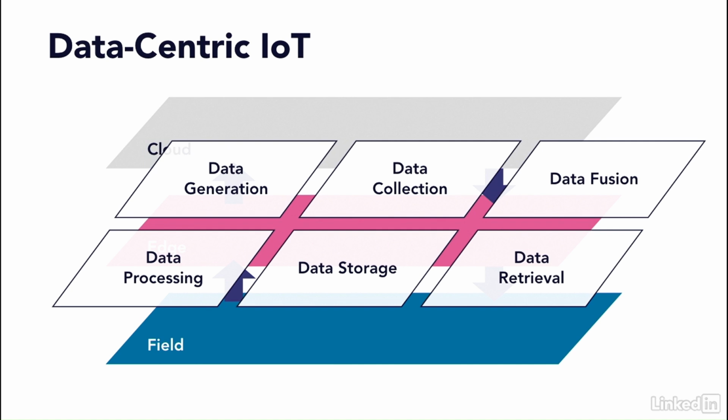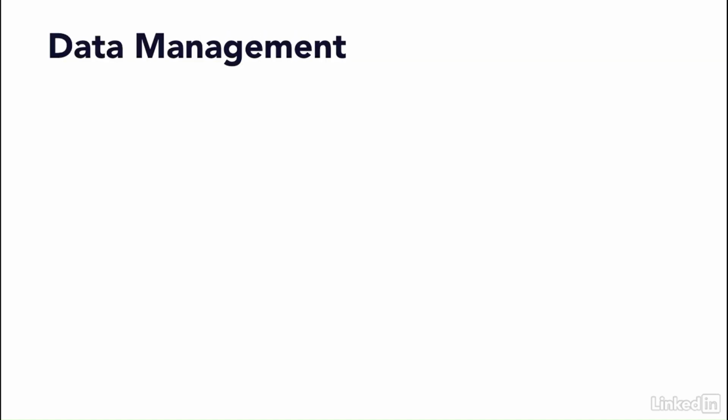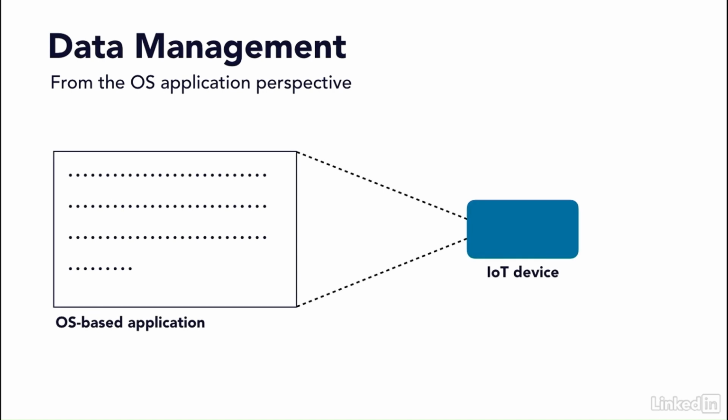For simple applications, each sensor can just report the data to an endpoint, and users can access the data from the endpoint. Therefore, the data management functionalities such as generation, collection, storage, and retrieval are straightforward. For a complex application, data needs to be processed and fused out of data streams coming from multiple sources. Let's look at what they mean in IoT applications.